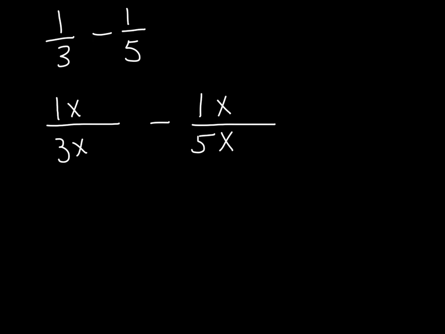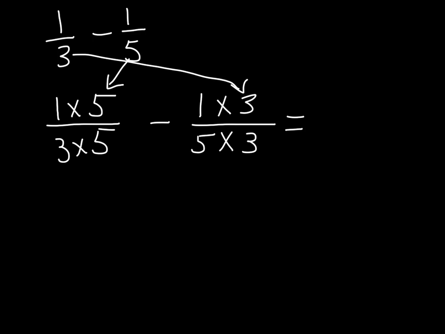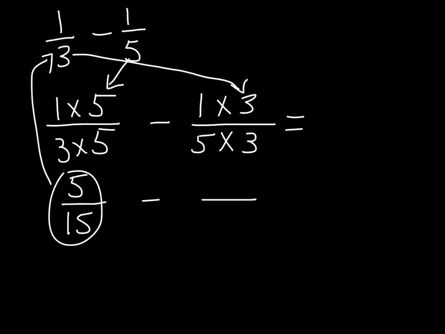So we're going to start out by 1/3 multiplying by 5/5, and 1/5 we will multiply by 3/3. I would like to see what number you're multiplying by, and then the next step you're going to actually do the multiplication and show me the equivalent fractions. In this case, 1 times 5 is 5, and 3 times 5 is 15. So 5/15 is equivalent to 1/3.